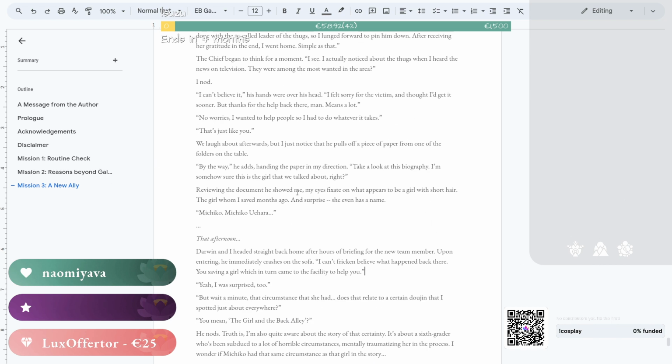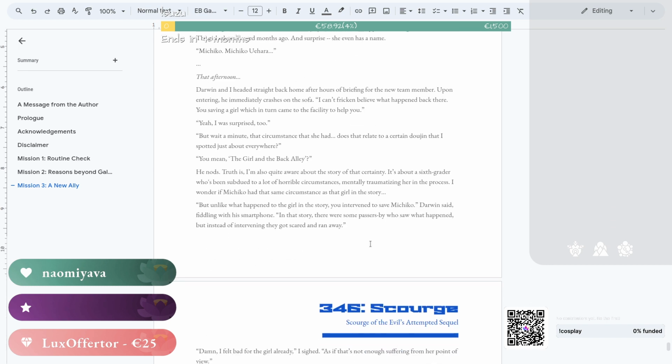So the new ally is named, I named her as Oehara Michiko. Not necessarily related to Maiko Kutsu, which is another character, one other name that I used, but for the girl in the back alley story by AS109.